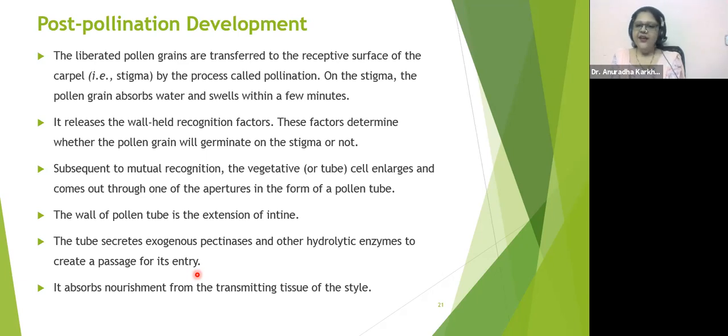Yeah, pectinase dissolves the pectin in the style. Yes, Vaishnavi, bilkul correct. Pectin, yeah. Pectin is going to keep it fresh, exactly.